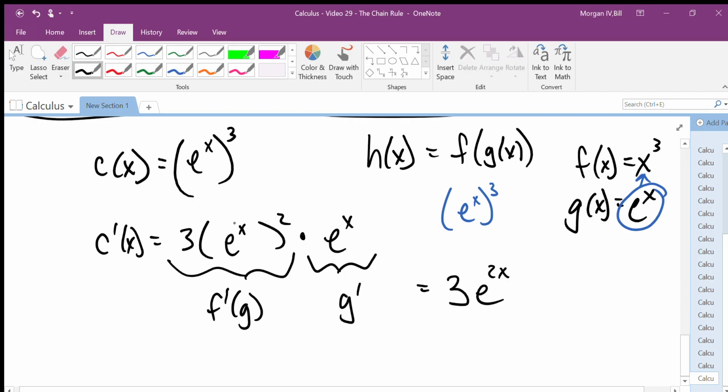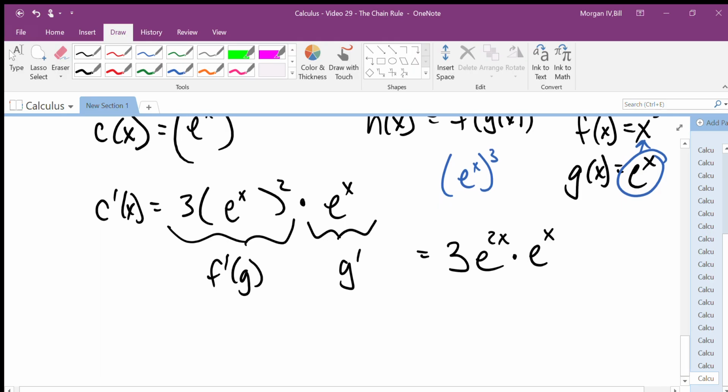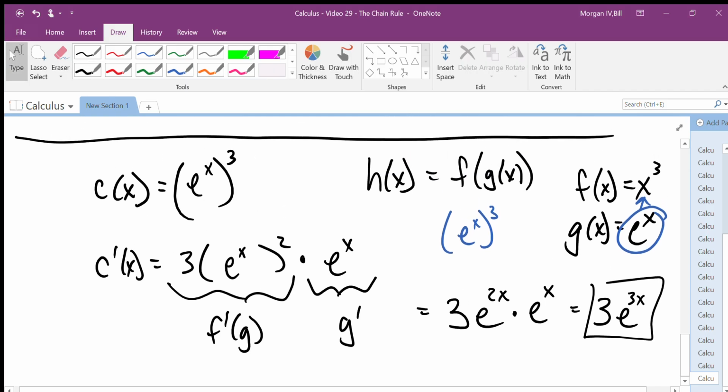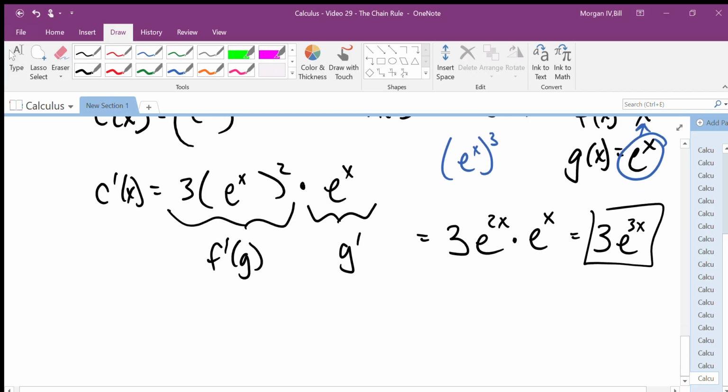An exponent raised to an exponent, you can multiply those exponents, times e to the x. And if you take the same base, e to the 2x times e to the x, you actually get 3e to the 3x here. So that would be the derivative. The derivative of e to the x to the third is 3e to the 3x, or if you like it better, 3e to the x to the third.